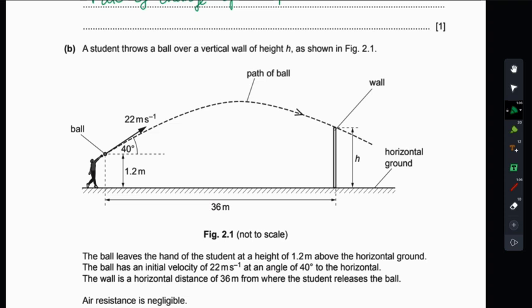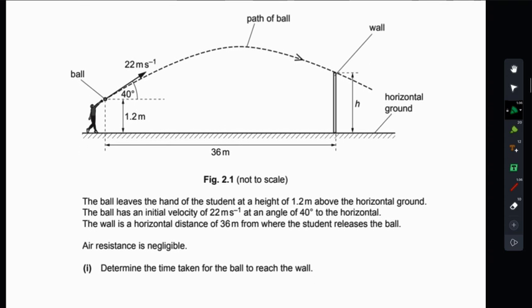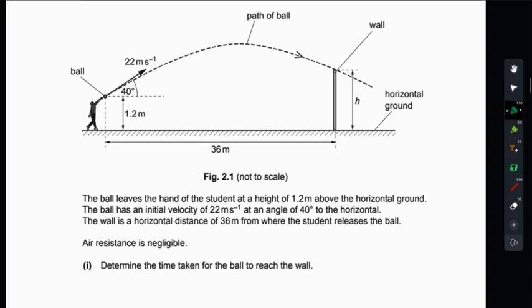Air resistance is negligible. That's very key. Each time you're dealing with projectile motion, you have to assume that there is no air resistance. Determine the time taken for the ball to reach the wall. What is it that we're given here that can help us find the time to reach the wall? The horizontal distance is 36 meters. That's how far the wall is from the point of projection.